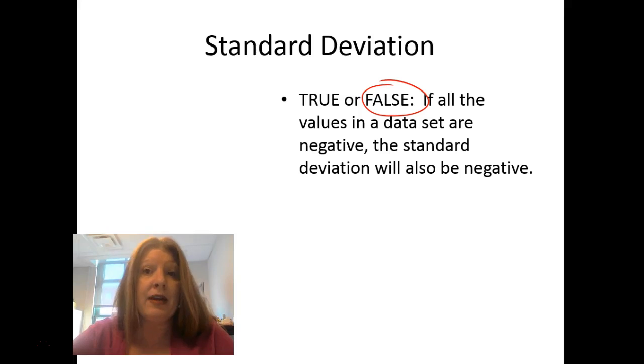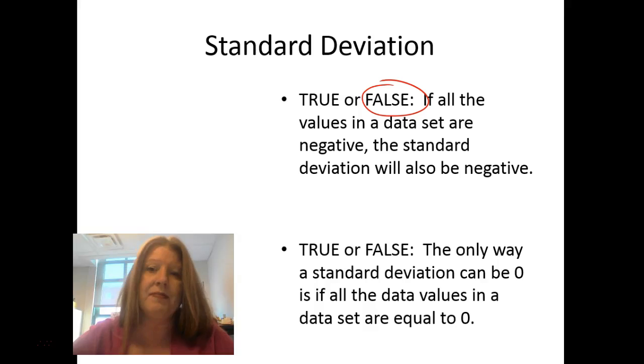When we did that, you might have noticed that along the way we had to square some things. We had to square some values, and then we took a square root. And that process of squaring is what ensures that the standard deviation is never going to be negative. It can be 0, but it can never be negative.